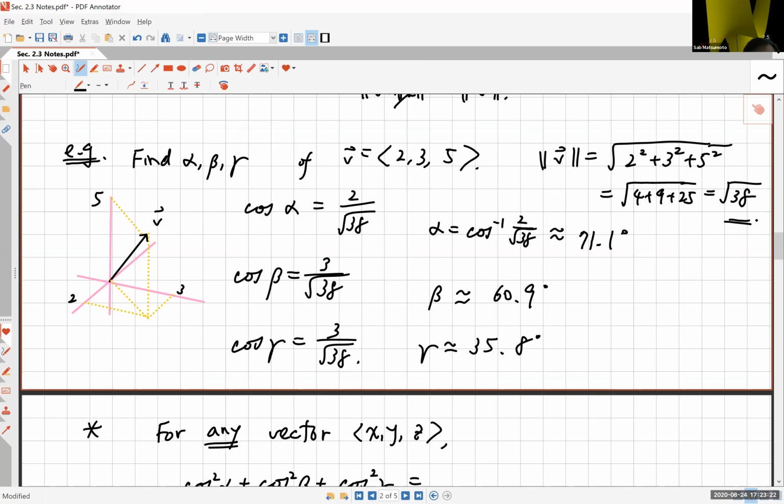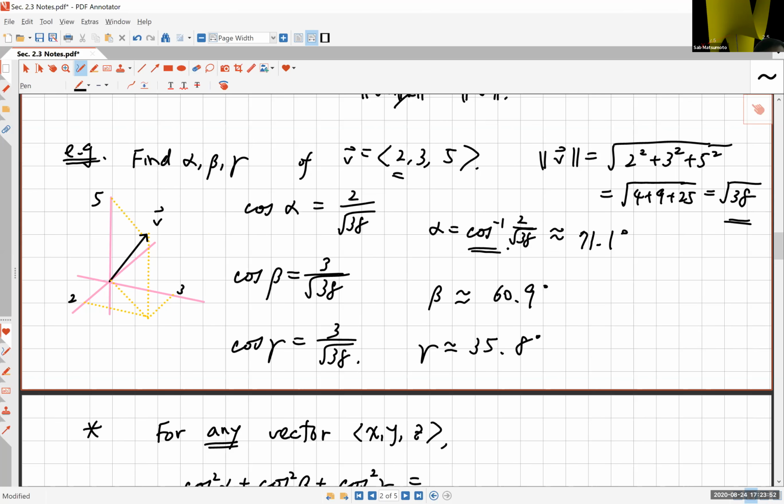The cosine of alpha then is the first coordinate, 2, divided by the square root of 38. If you take the inverse cosine, and by the way, the inverse cosine is nice because it's always between 0 and 180 degrees, so you will never get negative numbers. That's exactly how we measure the angle between two vectors, between 0 and 180 degrees. So you can always take the inverse cosine of these values, the directional cosines.